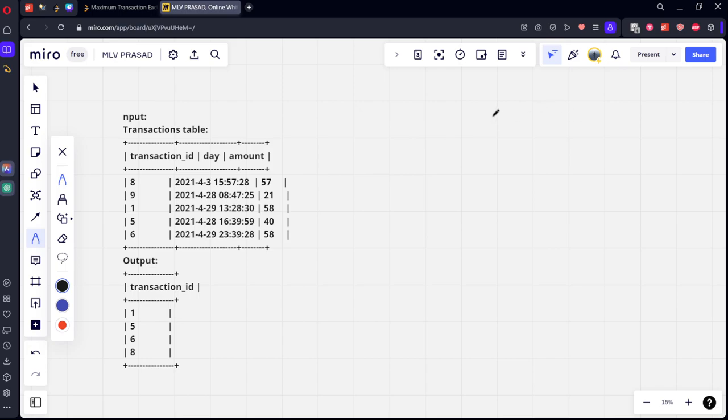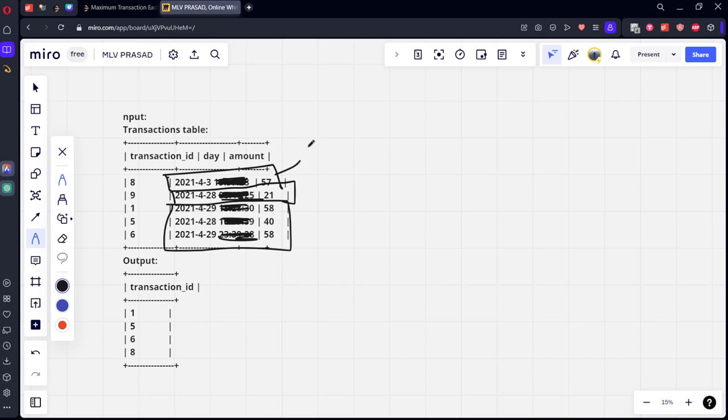Now what they want is, on a particular day, what is the highest transaction amount? If there are two transactions having the same highest amount, we need to return both. For example, what is the date here? Remove the time, only 2021 April 3rd. Remove the time, this is the 23rd. If you remove the time, these three transactions have been completed on one single day.